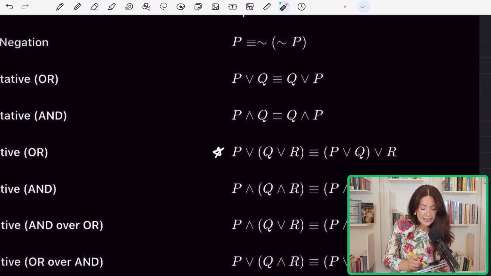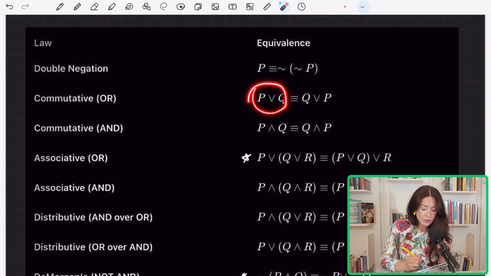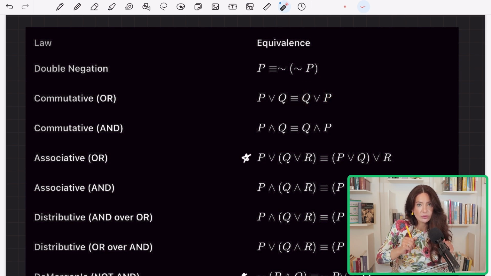P or Q is the same as Q or P. If you didn't know that 3 plus 5 was the same as 5 plus 3, math would be hard, right? So this means logical equivalence. And that means that the truth table of this looks exactly identical to this. And we'll do that in practice so you'll know what that means.